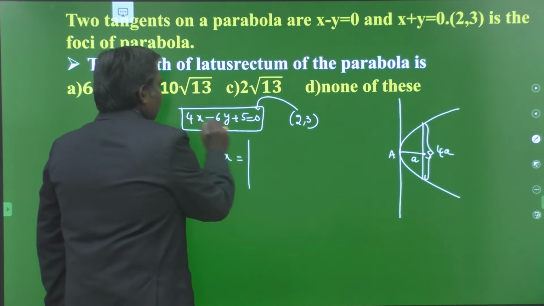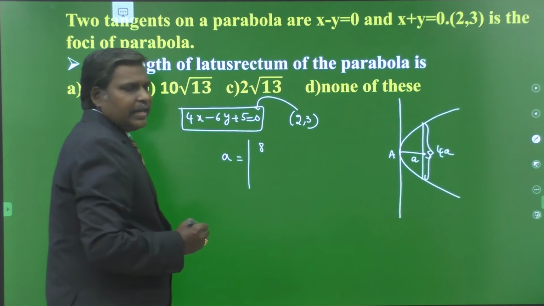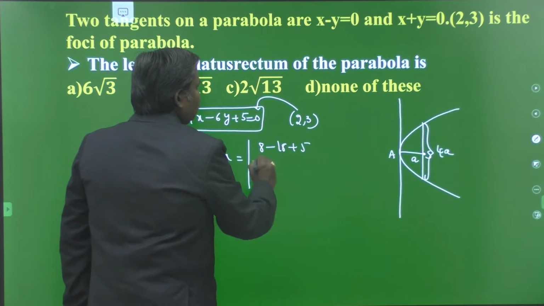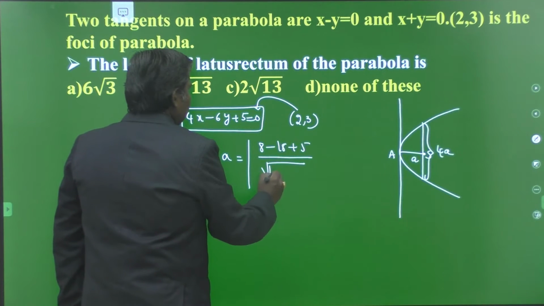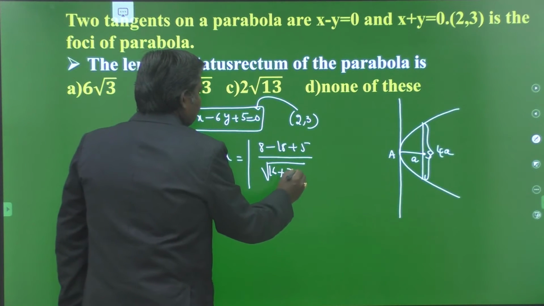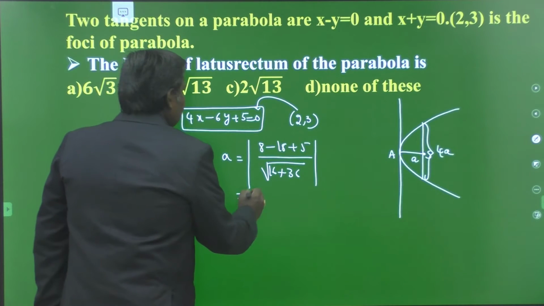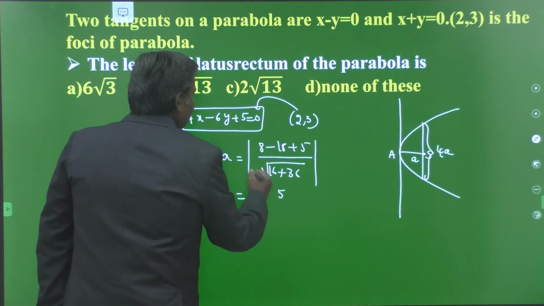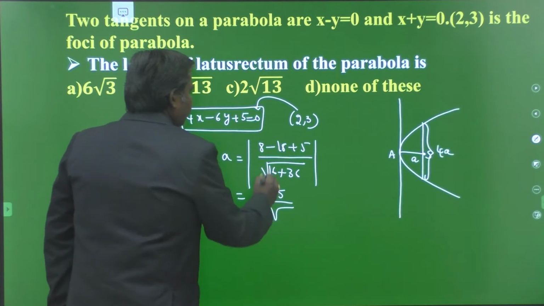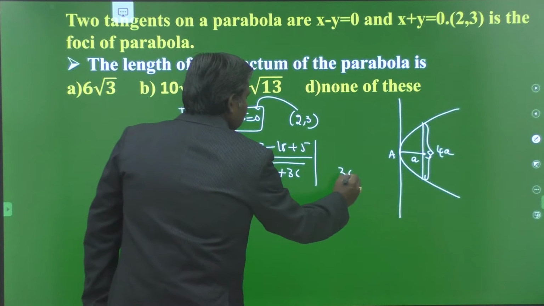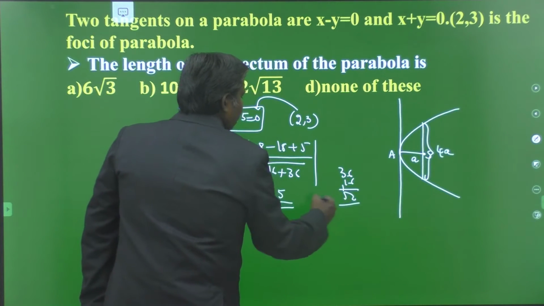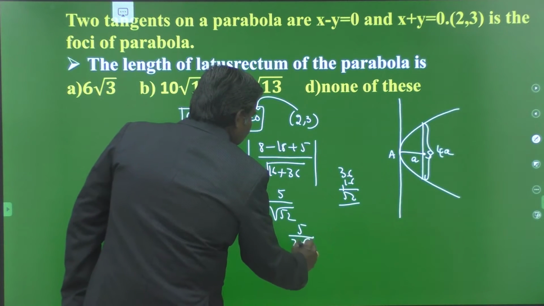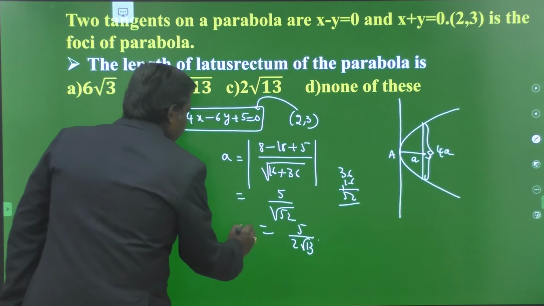That is modulus of ax1 plus by1 plus c by root of a squared plus b squared. 4 twos are 8, minus 6 threes are 18, plus 5, by root of 16 plus 36. So this is minus 10, minus 10 plus 5, that is minus 5. We have modulus 5 by root of 52. 36 plus 16 is 52. So you have 5 by 2 root 13. This is the value of a.